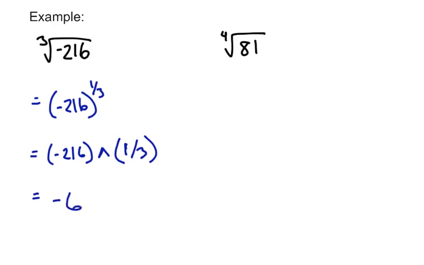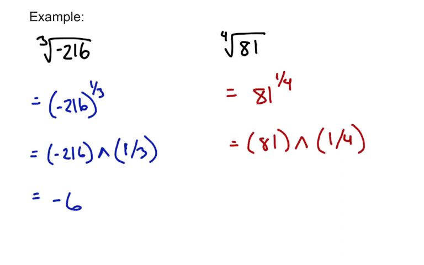So try the next one as well. The 4th root of 81, rewrite it as 81 to the 1/4 power. Type it into your calculator using parentheses. 81 to the 1/4 power. Hit enter, and you should get 3. Make sure that you know how to do this on your graphing calculator. It makes finding nth roots a lot easier.